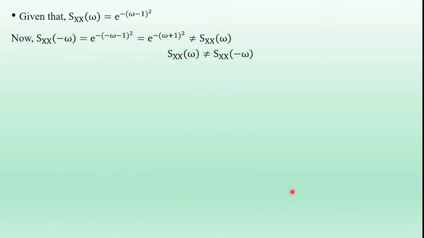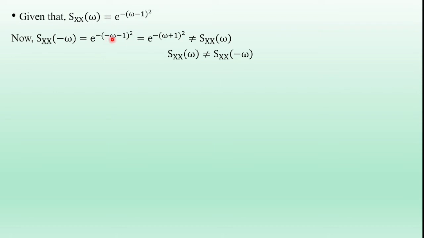And second bit solution. Given that the power spectral density Sxx of omega is equal to e power minus of omega minus 1 whole square. In the same process, first calculate Sxx of minus omega. In the given power spectral density, omega is replaced by minus omega. We get Sxx of minus omega is equal to e power minus of minus omega minus 1 whole square.